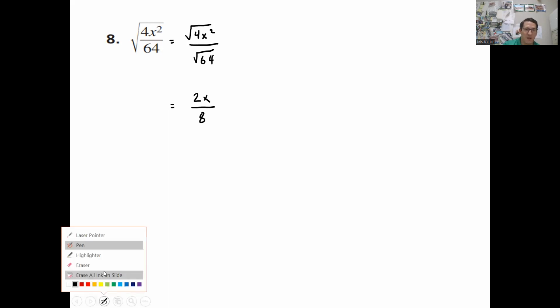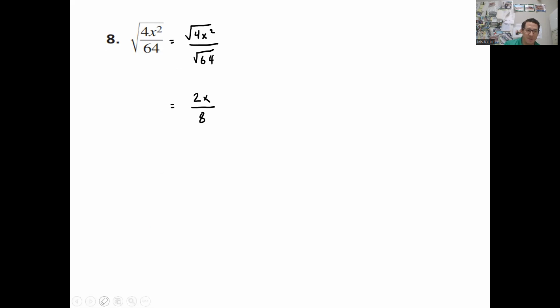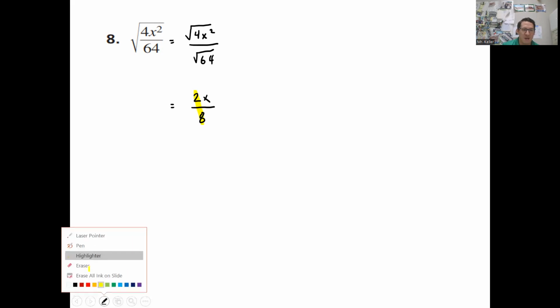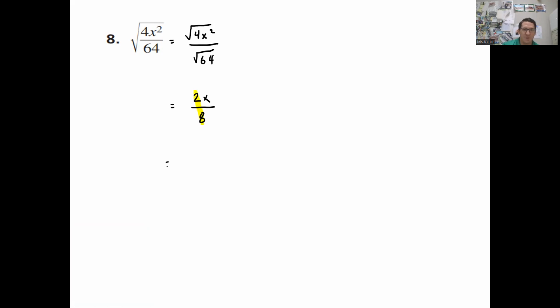We're not done yet. Notice that we have 2 over 8. And actually, we could have simplified this first, but I wasn't paying that close attention. We notice here 2 over 8 reduces. You can divide top and bottom by 2. So 2 over 8 reduces to 1x over 4, or just x over 4 if you prefer.